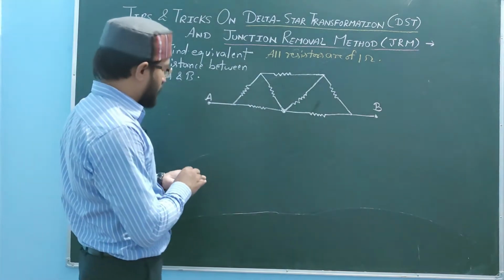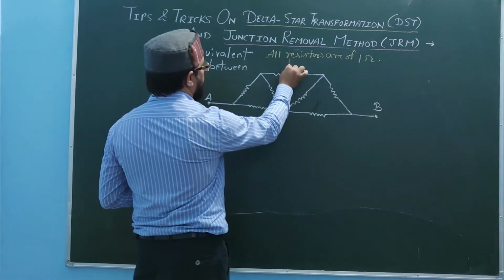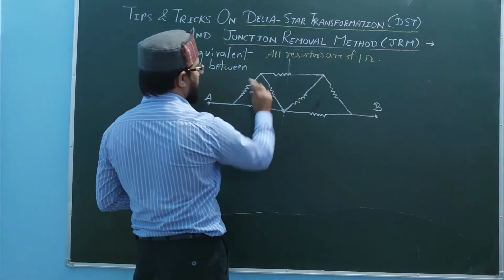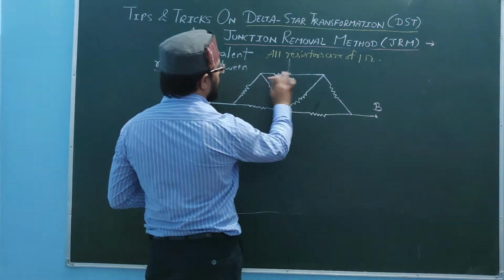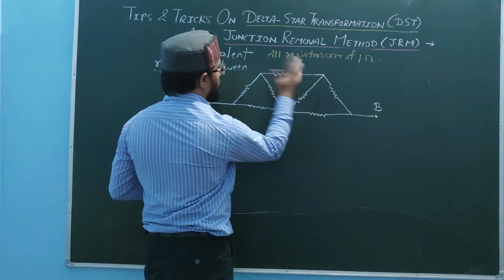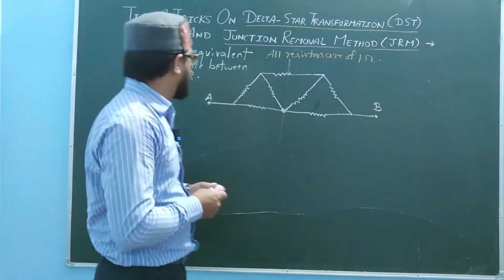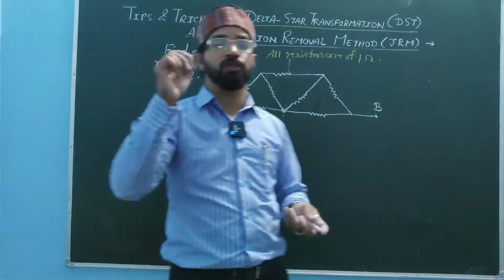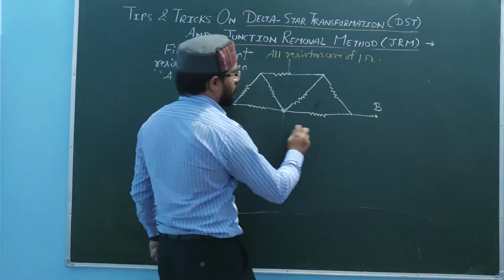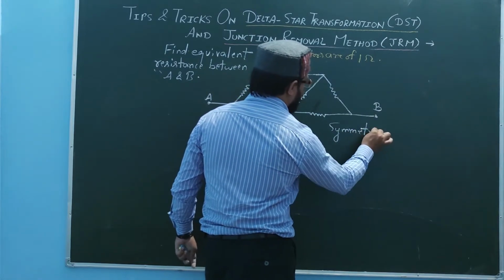If you look at this figure, I take an imaginary line. On this side we have 1, 2, 3 and on the other side 1, 2, 3, and you can find that these are mirror images. So yes, we can use the symmetry, and if we can use the symmetry, we can use the JRM, the junction removal method. Now see what will happen in the symmetric combination, the symmetric arrangement.